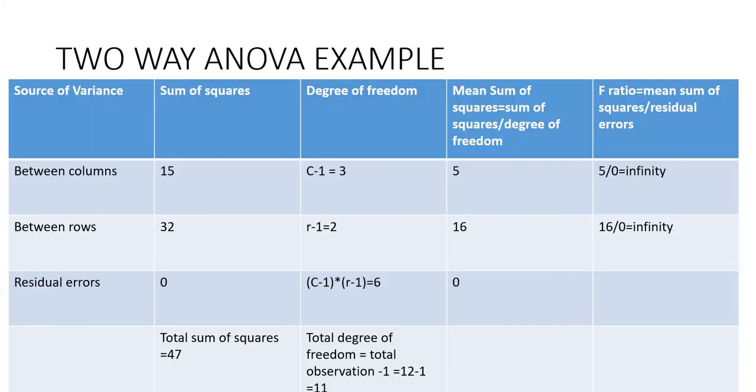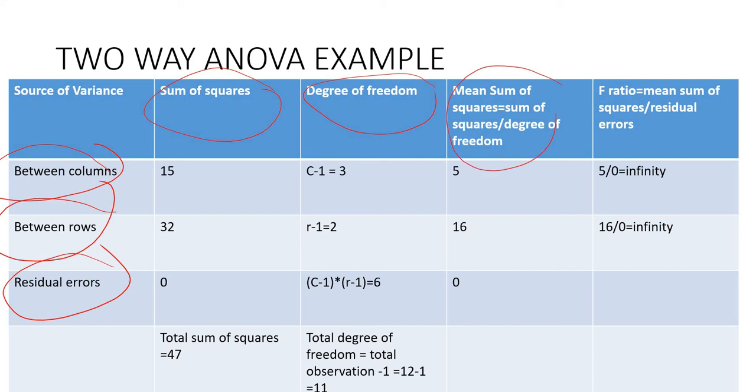Got it. Now, this is the table for the two-way ANOVA. This table will completely explain it. You have the source of variance: between columns, between rows, and residual errors. Sum of squares is here, degree of freedom is here, mean sum of squares is sum of squares divided by degree of freedom. F ratio is mean sum of squares divided by residual error. You will get it here.